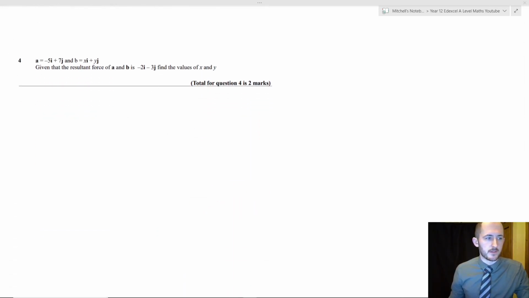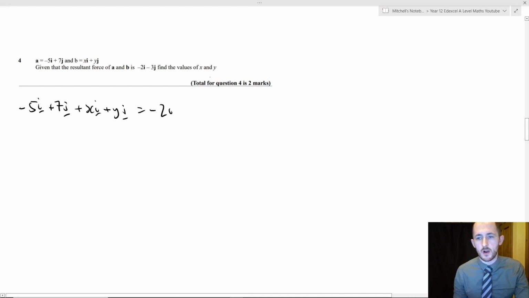Here we are, getting on to something slightly new. We have two vectors. Given that the resultant force of vector A and B is minus 2i minus 3j, find the values of x and y. So resultant vectors are when you add vectors together. So what they're basically telling me here is that minus 5i plus 7j plus xi plus yj should give me minus 2i minus 3j. Because again, resultant vectors are when you add vectors together.